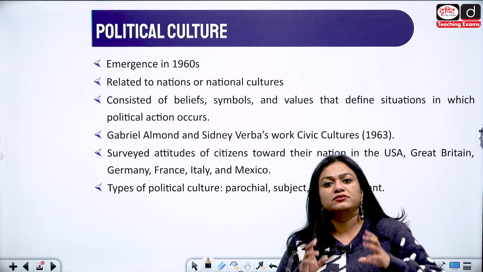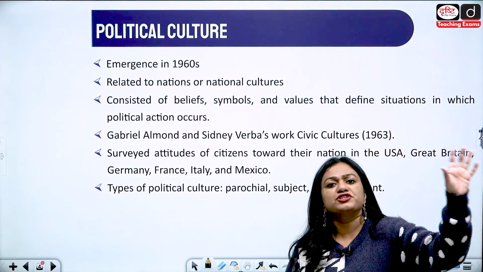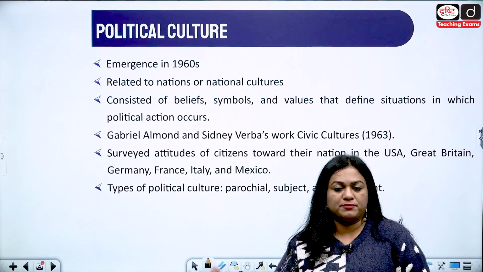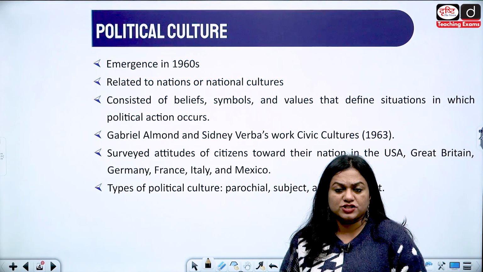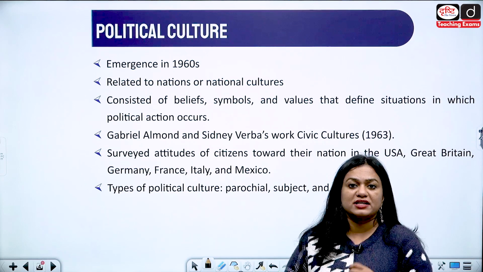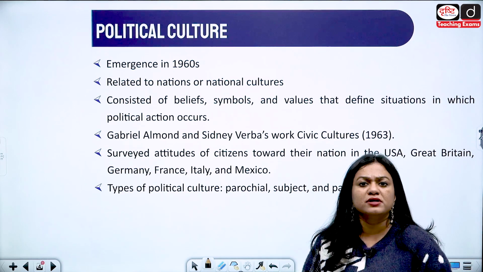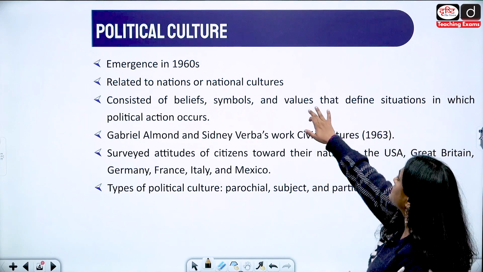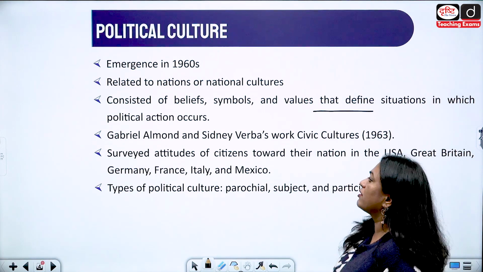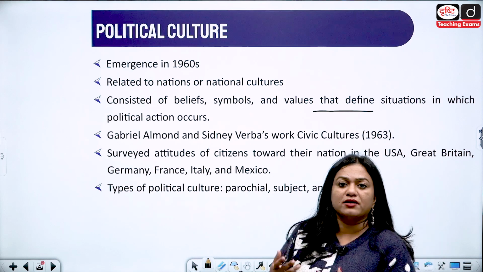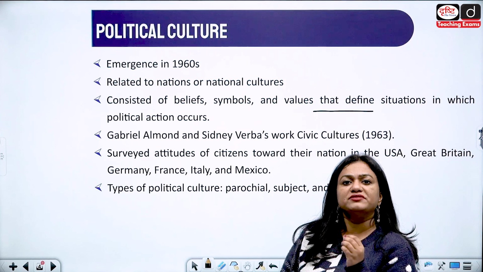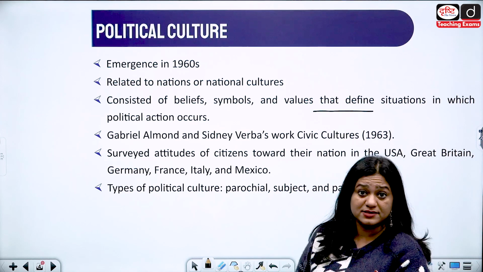Earlier, the approach was to look at the functioning of the institutions. Second came the looking at electoral behavior per se. But here, under political culture, it looked at how the political culture in itself is shaped: what are the symbols, the set of beliefs and various other aspects, the values that define the situations in which political action takes place, how outcomes are reached and how they are shaped by events or various other things. So we have to understand the beliefs, customs and practices as well.